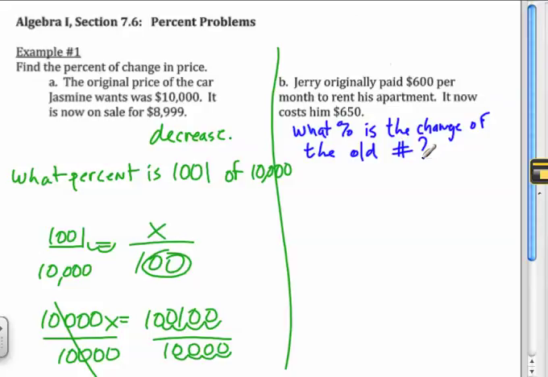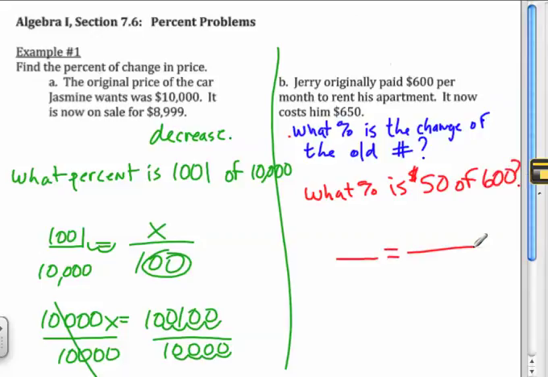It says Jerry originally paid $600 per month to rent his apartment. It now costs him $650. Okay? Well, what's the question, Austin? Then I'm going to rewrite this blue question right here. I'm going to rewrite it in red and fill in the numbers. So what would I write? How would I write it? What percent? Because that's what I'm looking for. Good. What percent is $50 out of 600, right? The original.